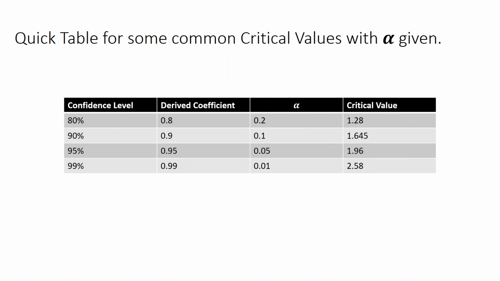And alpha is the significance value that we will be looking at in the near future. But just keep this in mind that for the confidence level of 80%, the derived coefficient is 0.8 and the level of significance is 0.2. So basically that 0.2 is the tail region that we are going to consider, the alpha by 2.